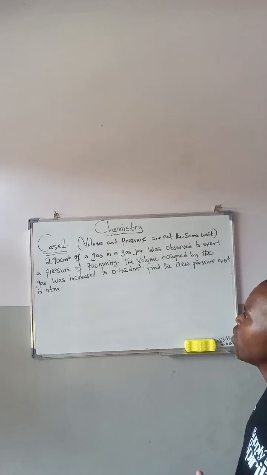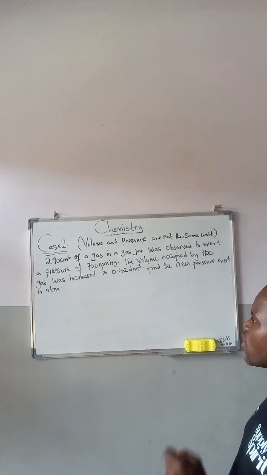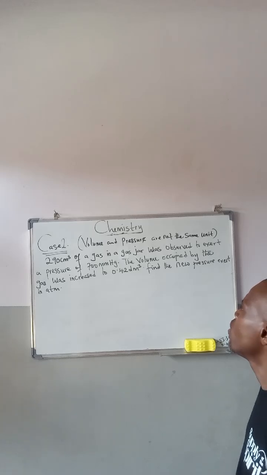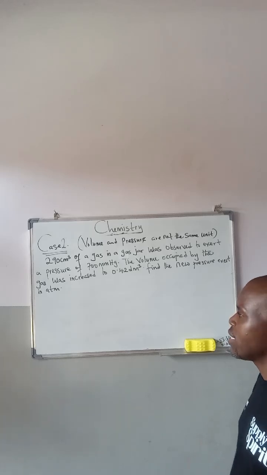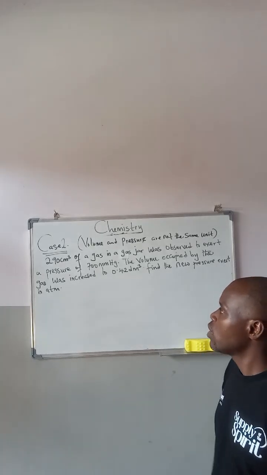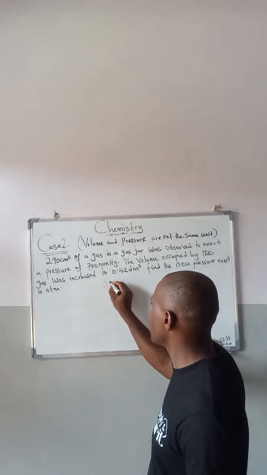Now, you say 290 centimeter cube of a gas in a gas jar was observed to exert a pressure of 700 millimeter mercury. The volume occupied by the gas was increased to 0.42 dm cube. Find the new pressure exerted in atm. So, if you look at the problem, there is no solution given.